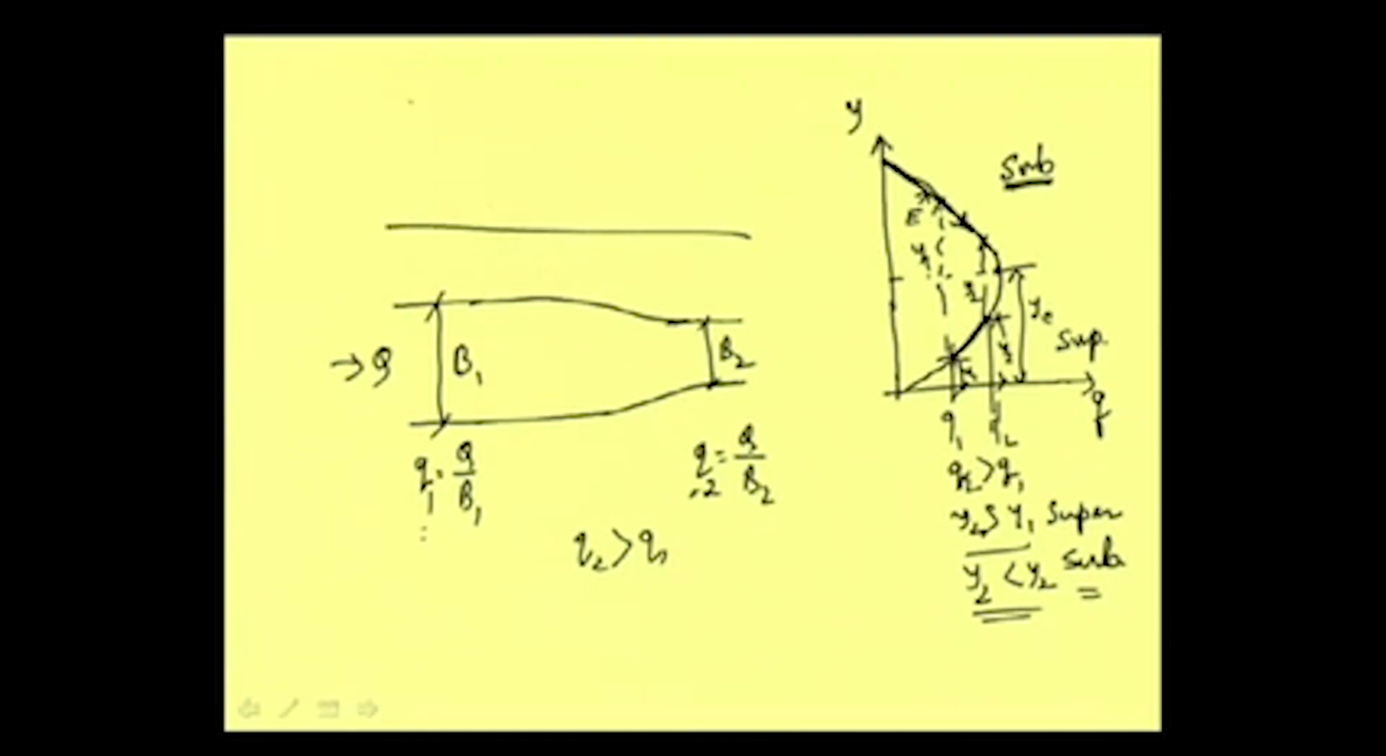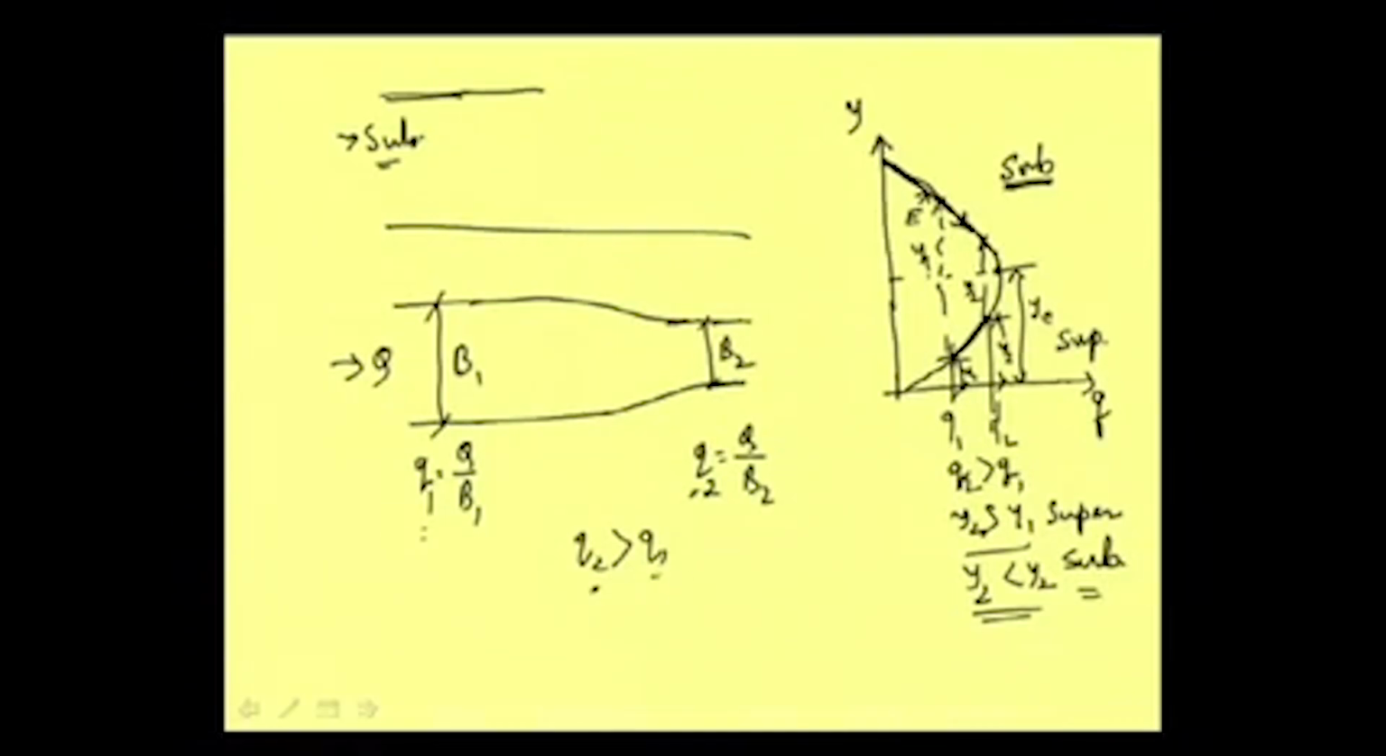If the channel is like this and suppose a subcritical flow is approaching, it is coming like that, and in this narrow portion, normally we have a feeling that when the width of the channel is reducing, then depth will increase, because width is reducing, Q remaining the same. But this is not true for this situation. You can see that Q2 is greater than Q1. So, we are in the subcritical region.